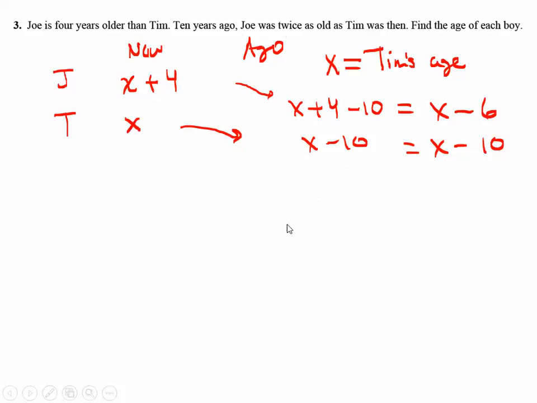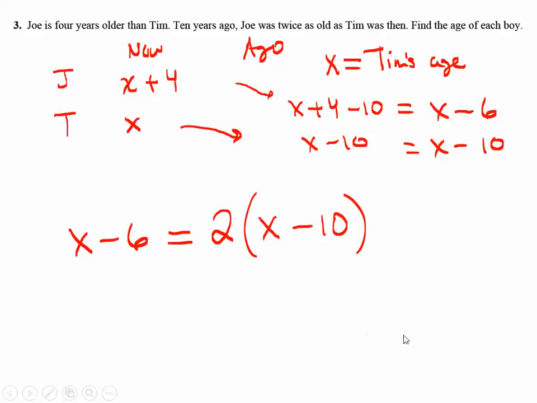So Joe was, or is, right? There's my equal sign. So we're just reading the sentence here. Joe was twice as old as Tim was then. So there's my x minus 10.